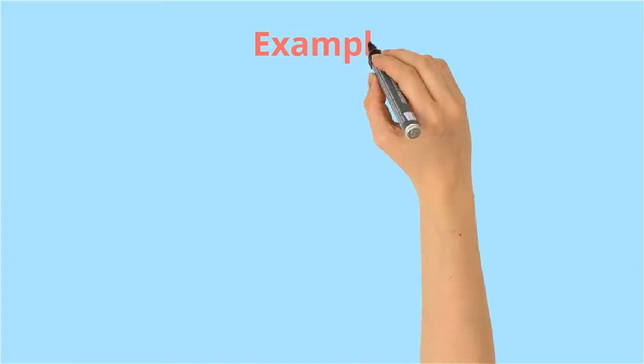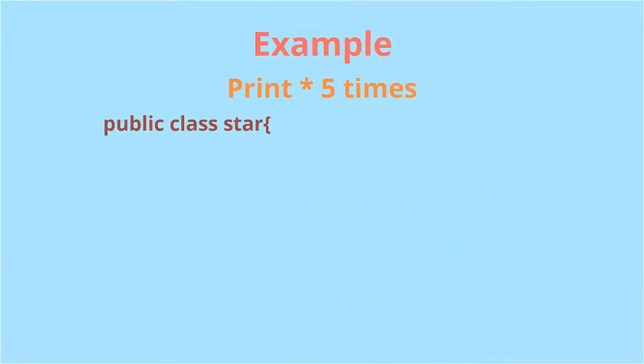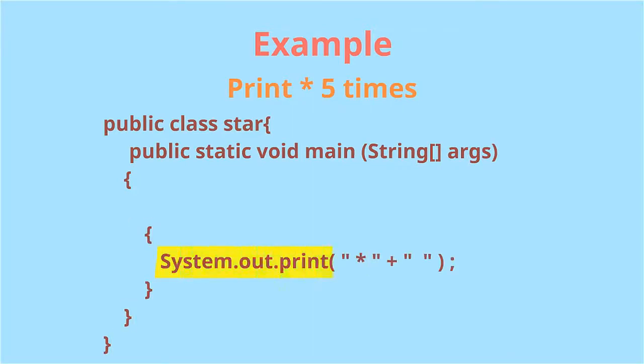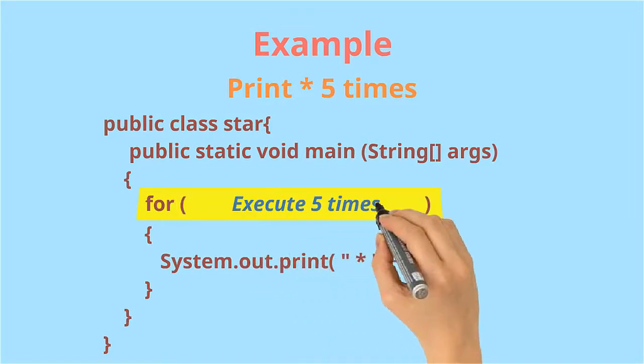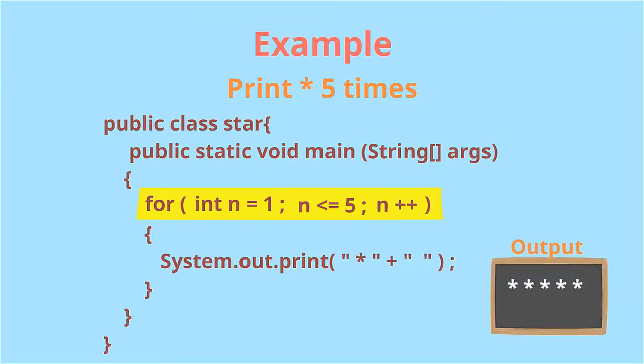Let's see this in this example where we will print star 5 times. So the body of the loop has the print statement. Now we will create the for loop around it in such a way that it executes 5 times. Here in initialization, n is set to 1. The loop will execute till end condition is reached, which is n less than equal to 5. The step counter will increment n by 1 every time, so the loop will execute 5 times and print 5 stars.